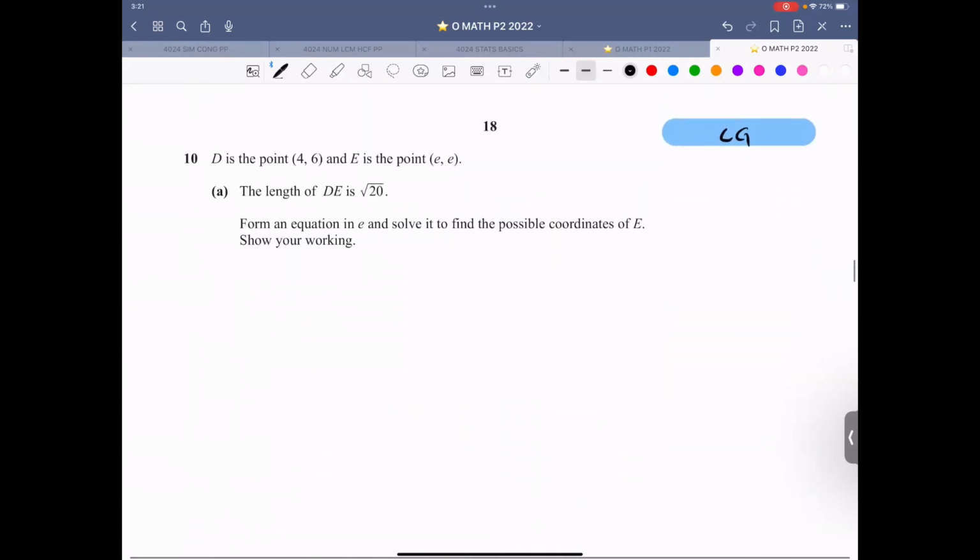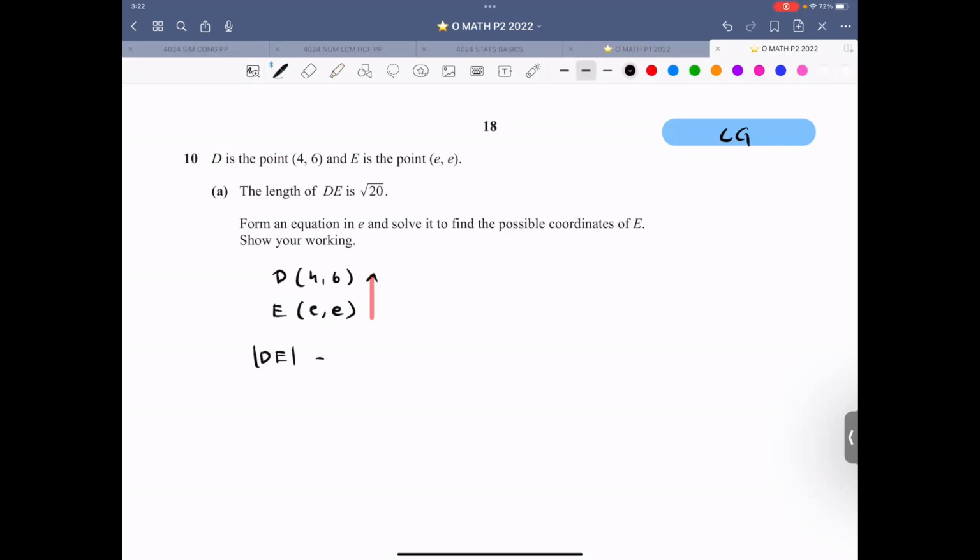Now let's look at this question. This is coordinate geometry. D is the point (4, 6), E is the point (e, e). The length of DE is root 20. Form an equation, solve it, find the possible coordinates of E, show your working. So now, first of all, D is (4, 6). E is (e, e). And DE magnitude. So I can subtract in any direction. I'll subtract in this direction.